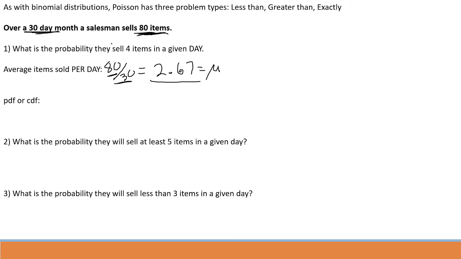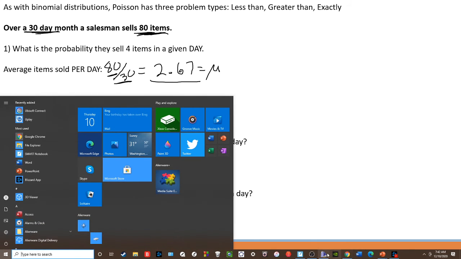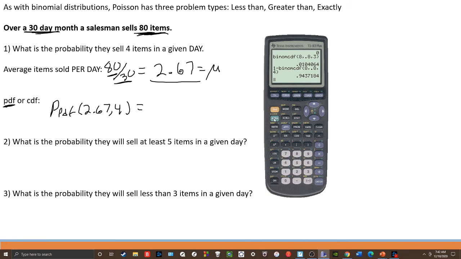Now, if I want the probability that he sells exactly 4 items in a given day, so Monday, what's the chance that he's going to sell exactly 4 items? Well, that's an exactly problem, so it's still a PDF. We still use the PDF and CDF stuff here, but it's going to be a Poisson PDF of my average and 4, right? On average, he sells 2.67. I want the chance that he sells exactly 4.